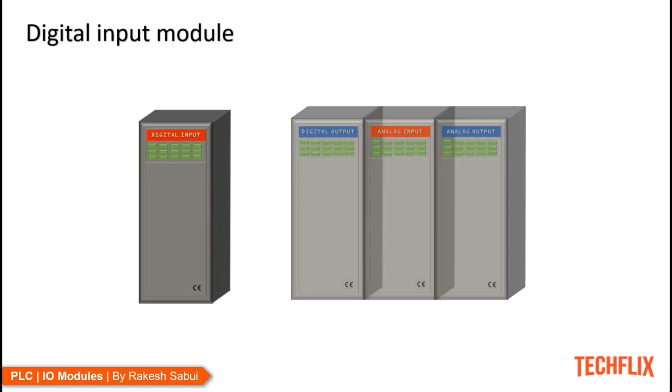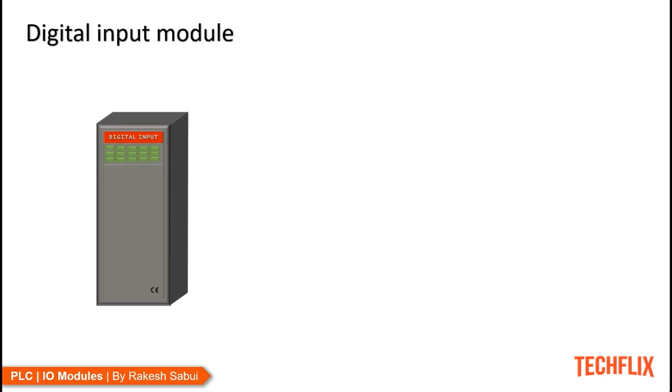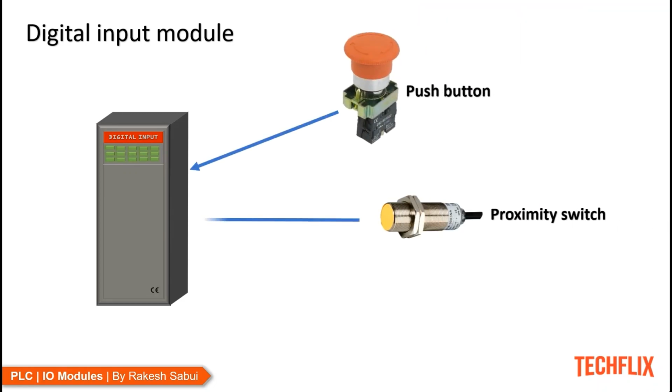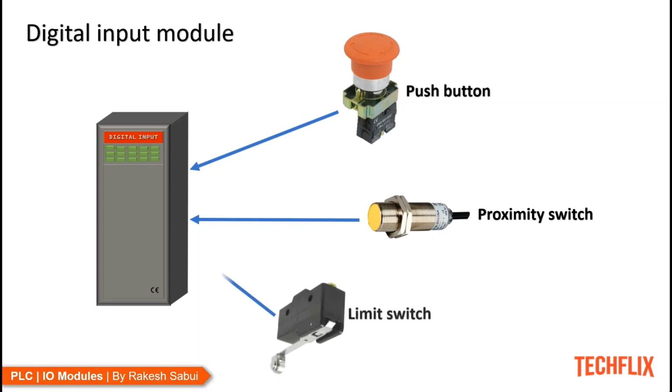So, the digital input module takes digital input from sensors such as push button, proximity switch. A proximity switch is used mainly on conveyor systems to count anything. When anything comes in proximity of the proximity sensor, it sets the output high. Limit switch. A limit switch is used commonly on elevator systems. When the elevator hits the limit switch, it sets the output high.